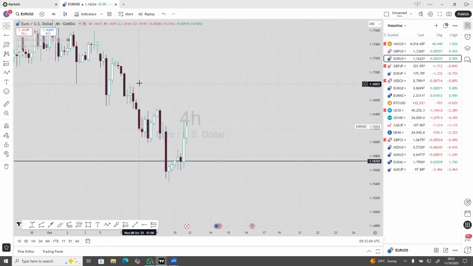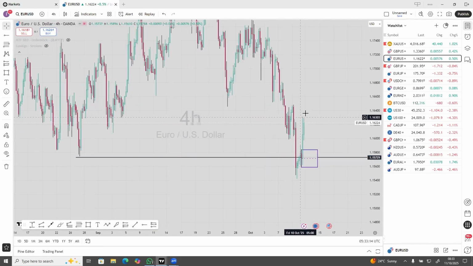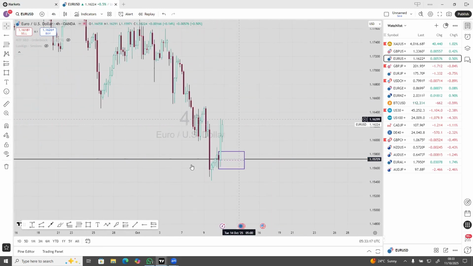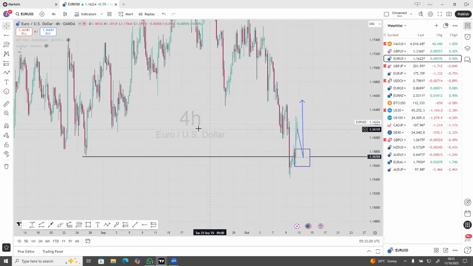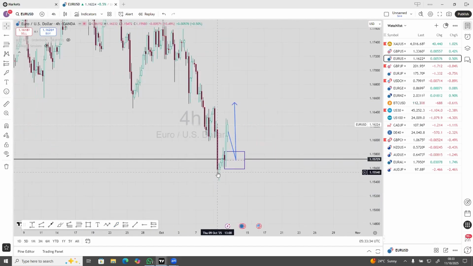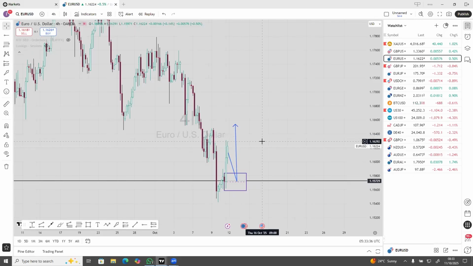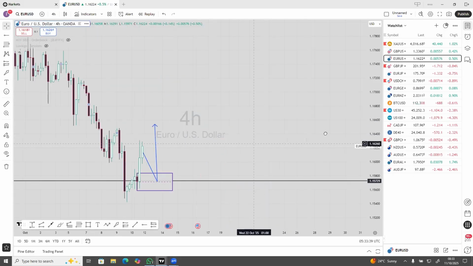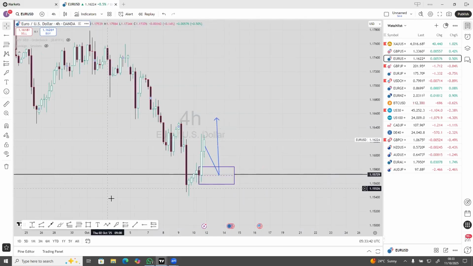Okay, on 4 hour we have market structure like this. We have that unmitigated demand. So after that, price may drop to that demand, and we can catch a move there, because here we have a sweep. After a sweep, price becomes stronger, so we can catch a move on that level. Wait, pull back to that level.